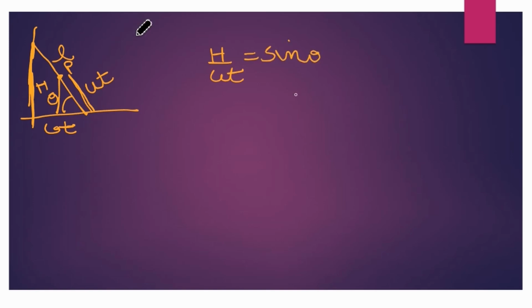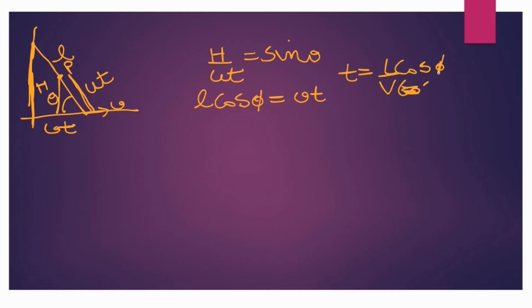Now what will be cos phi? So l cos phi is the distance that we equated to vt. Because this end is moving with velocity v, l cos phi I equated to vt. So we get t is equal to l cos phi by v.